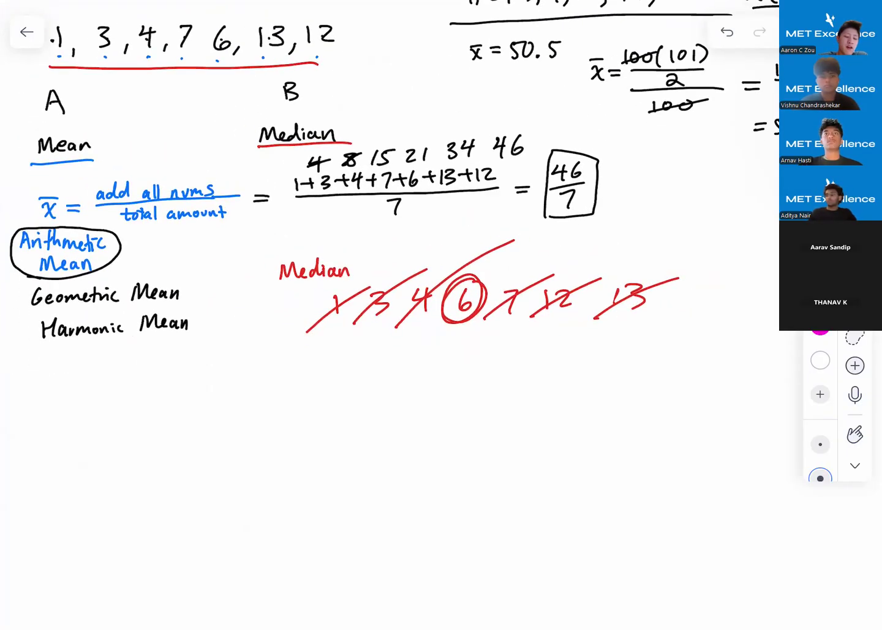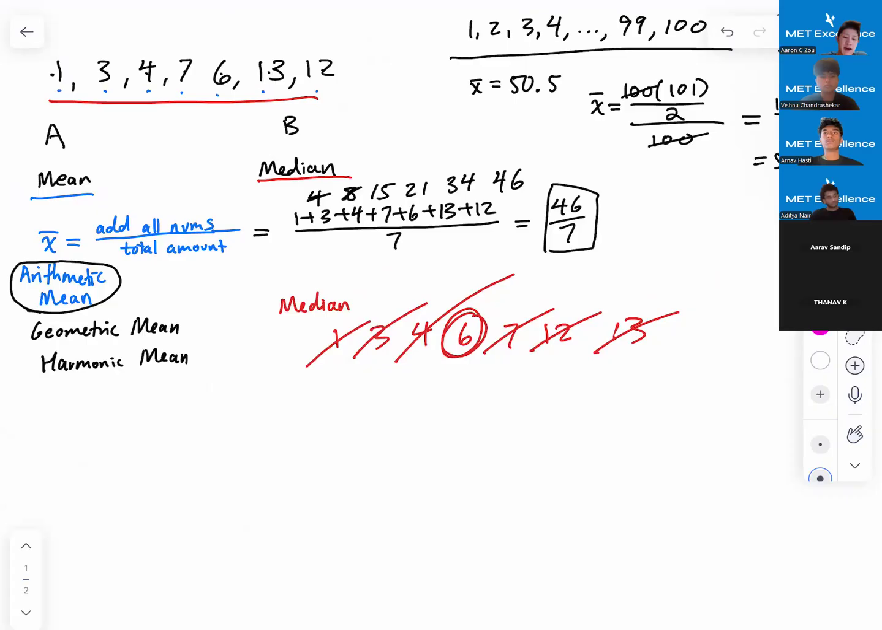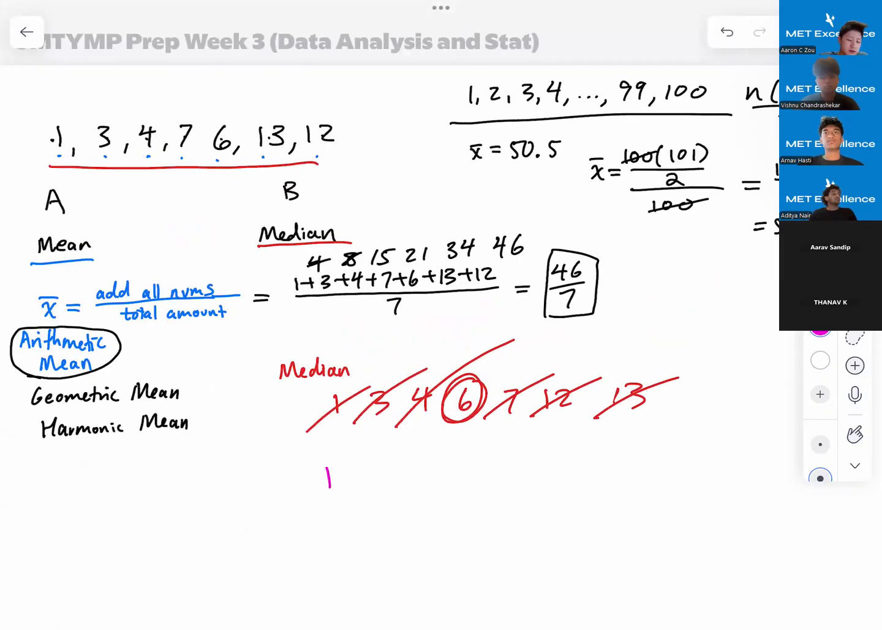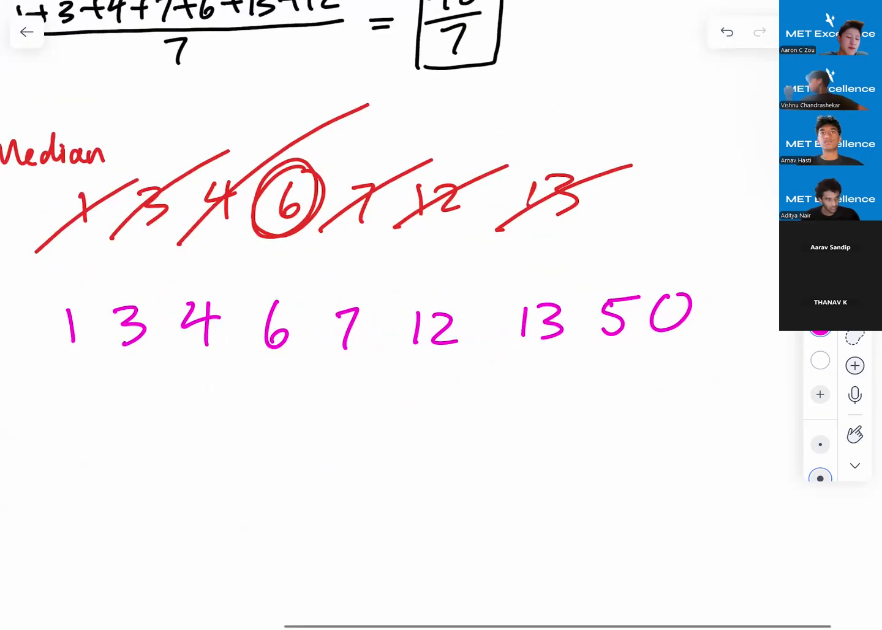All right. But you may notice that this only works if we have an odd amount of numbers. So what happens if we have an even amount of numbers? So let's say I have the exact same data set. So I'll just write them in order again. But we have one extra number. So now we have 8 total numbers, which is an even amount. So let's just go through and see what happens.